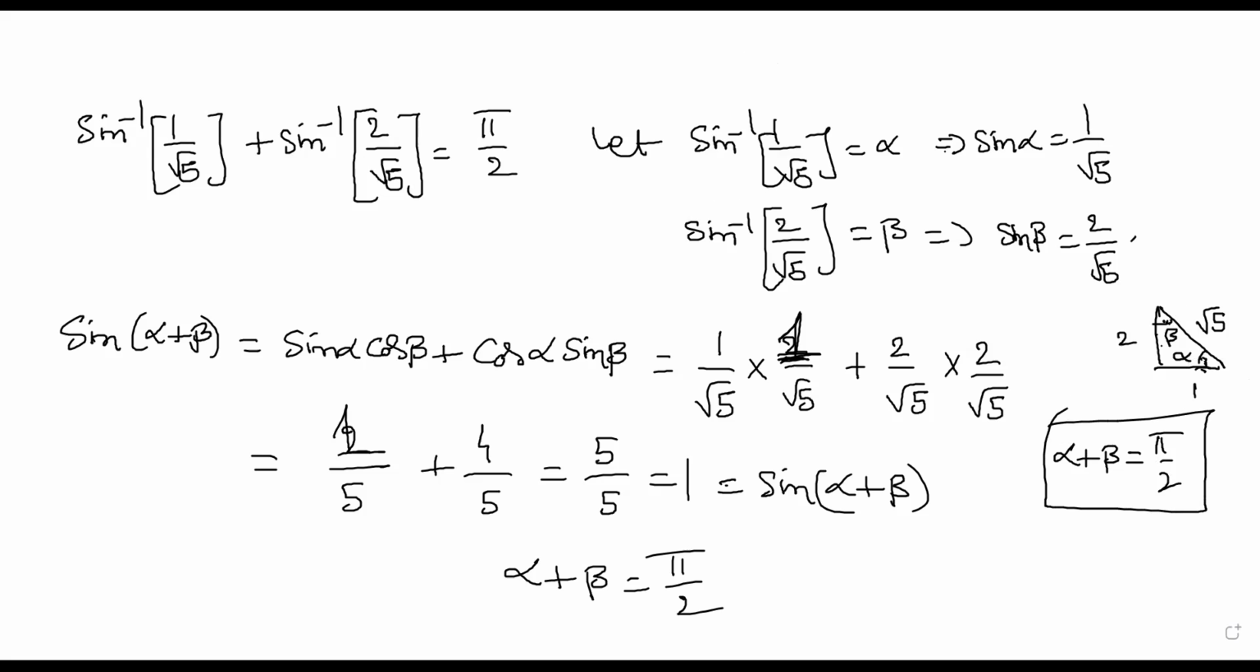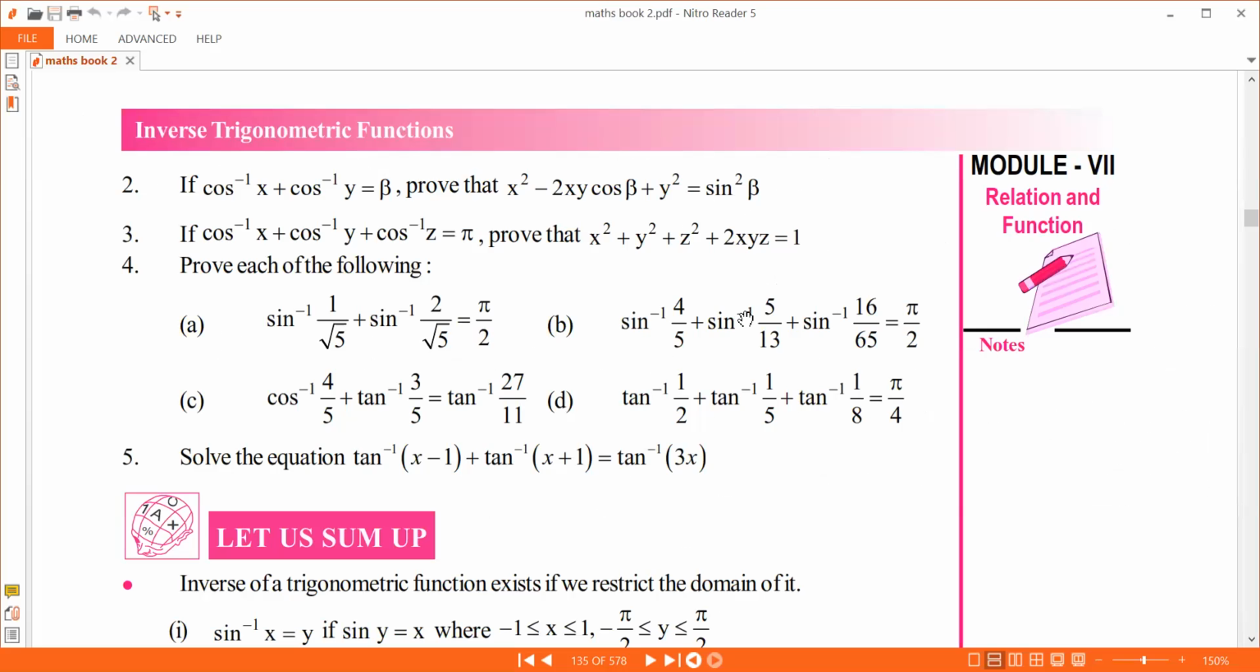Now let's move on to the next. In a similar way, sine inverse. So these are all the same kind. Sine inverse 4 by 5 plus sine inverse 5 by 13 plus sine inverse 16 by 65 is pi by 2. But three things are there. How to solve three things, I will let you know. Some tough questions are there. So let me solve.